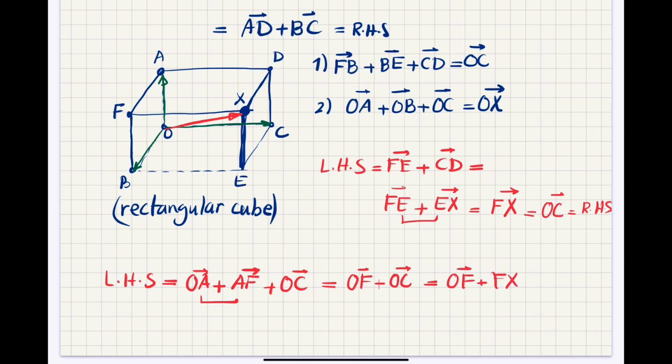So let me describe this one. OC is this vector, and FX is this vector, but because this is a rectangular cube, they are parallel, of the same magnitude, pointing to the same direction. And again, you can use what? The Chasles rule, yes? So it becomes OX. And this is equal to the right-hand side, yes?